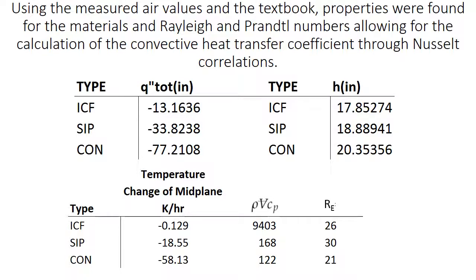of change, but the R value for that wall system is only 26, whereas the SIP system is losing about 18.55 degrees per hour, and it is rated an R30, which goes to show that the thermal mass is preventing the wall plane from reaching steady state, and so the steady state doesn't apply.